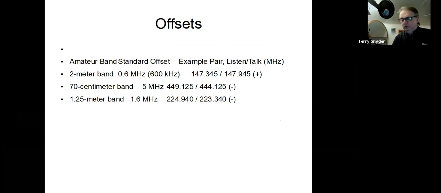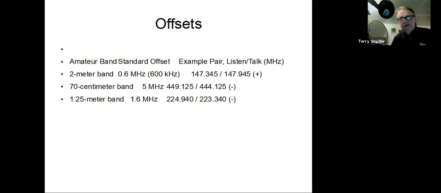In fact, there's one in, I believe, let me think what mountain. It's over going toward Carlisle, or maybe it is in Carlisle. On the 2 meter band, it's 1 megahertz apart instead of 600 kilohertz. But here in the amateur band, the standard offset for the 2 meter band is 0.6 megahertz or 600 kilohertz.